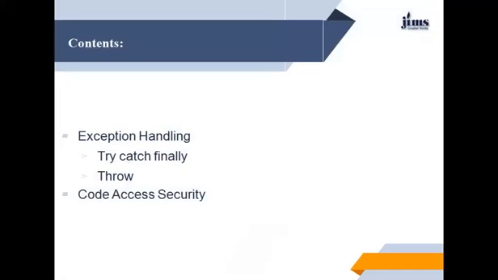So what happens? Suppose you are writing a 20-line program, and there is one error in line 16. Your program is running, and there is an error somewhere, and from where the error is, the rest of the program will not run. So we will see how exception handling is done in this. We have four keywords we use in exception handling in VB.NET: try, catch, finally, and throw. And after that, we will also discuss code access security.